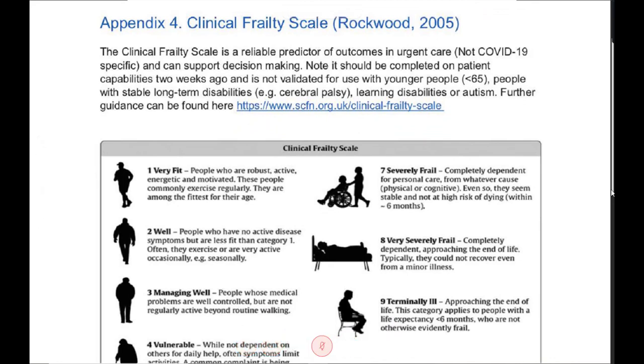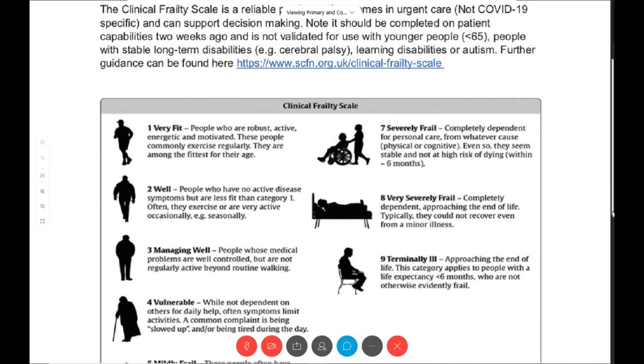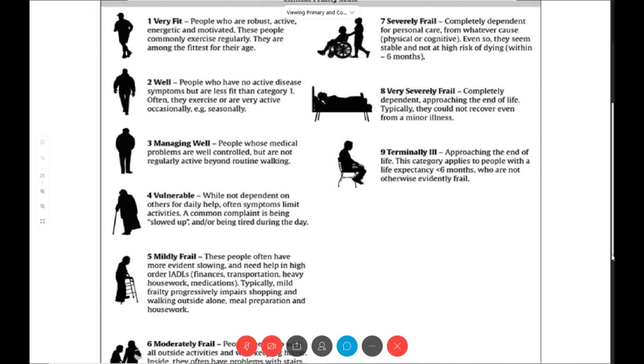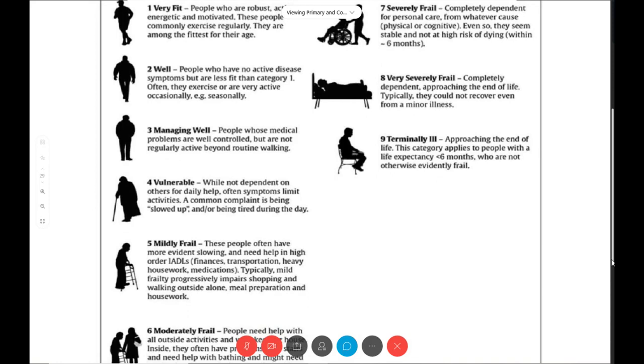And currently the cutoff point for suitability for ventilation seems to be somebody that is at the CFS scale of 6 or more. So 5 is a bit dodgy, but 4, 3, 2, 1 is obviously okay at the moment. Things may change if we have a further surge of activity, but at the moment, patients who are CFS 6 would be deemed not suitable for ventilation.